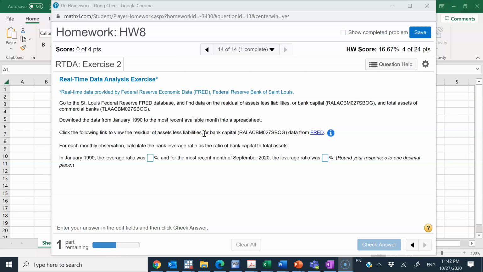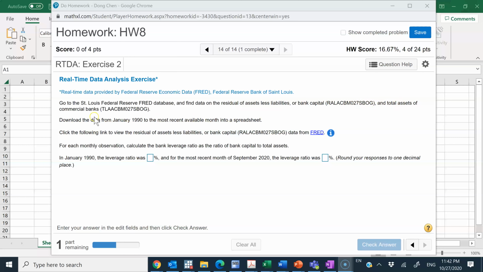So this is question number 14 of homework 8 for chapter 10. This is another real-time data analysis exercise. Go to the St. Louis Federal Reserve FRED database and find data on the residual of assets less liabilities, or bank capital. So we're provided with this symbol, which we can use later to get the data item directly by putting that into the search box of the FRED database.